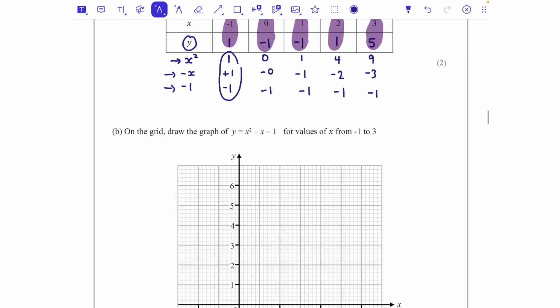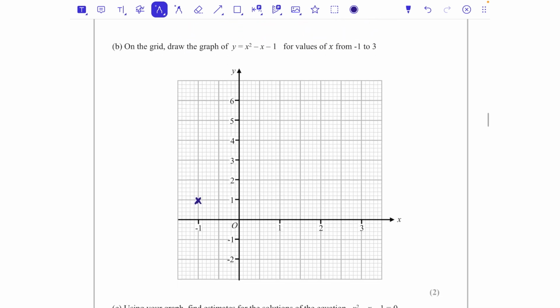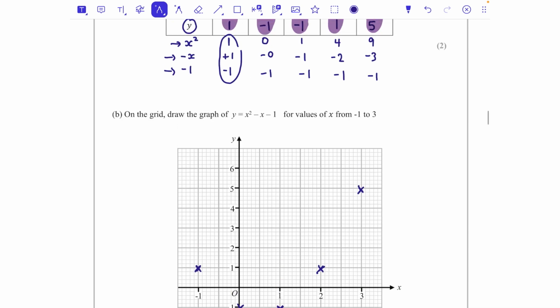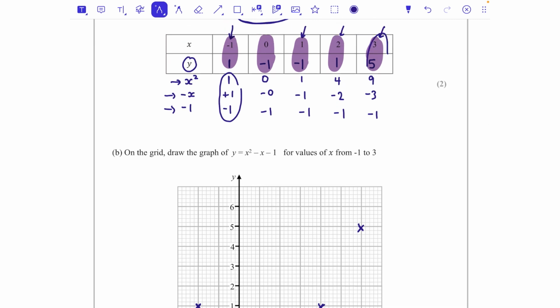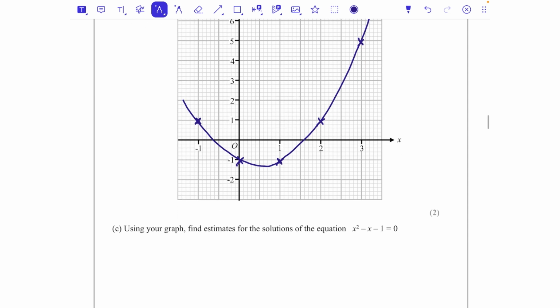So minus 1, 1 is here. 0, minus 1 is here. 1, minus 1 is here, 2, 1 is here, and 3, 5 is here. I'm just plotting each of those coordinates that I selected in purple there. And then we're going to join that up with a nice smooth curve. So like this. I'll do my best on the iPad. Oh, there we go, like that. And that is us drawing that quadratic graph.